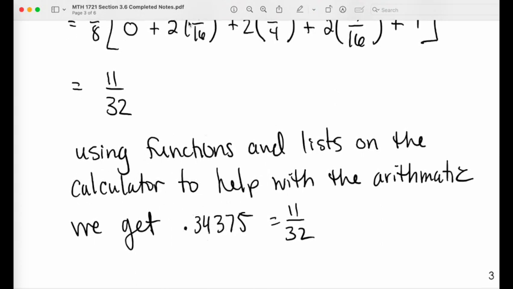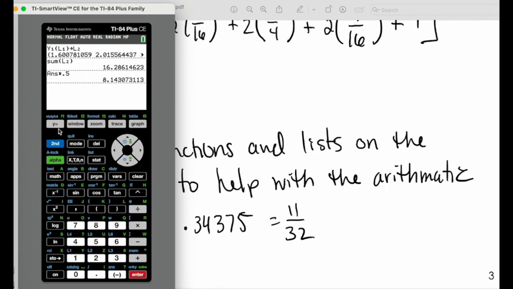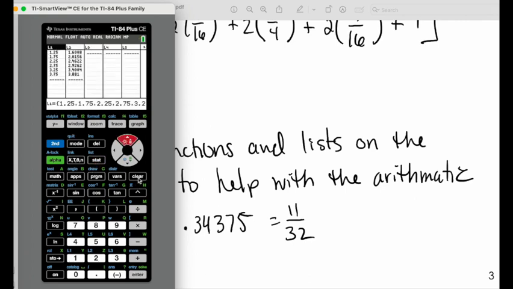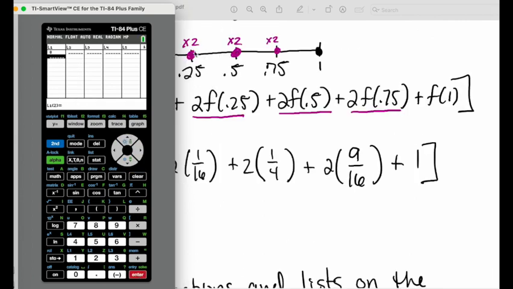Let's practice. So I'm going to go put in my function. Our function that we're using is x squared right now, so I'm going to put in x squared. Then I'm going to go to Stat and Edit and put in my endpoints that I want to evaluate. Now, because I want to do this twice, I'm going to put 0.25 in twice. I'm going to put in 0.5 twice. And then I'm going to put in 0.75 twice. And then this one, I'm only going to put in once.